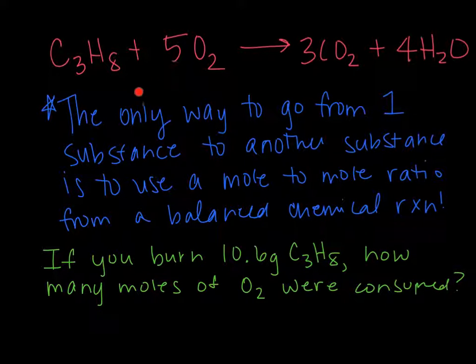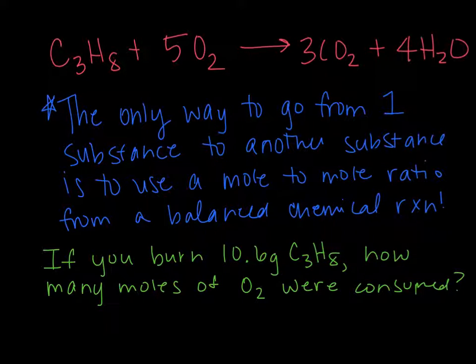Also, this here written in blue was from the last video. It says the only way to go from one substance to another substance is to use a mole-to-mole ratio from a balanced chemical reaction. So if you have CO2 and you want to go to oxygen, you have to use the 3 CO2s and 5 O2s to do that. That was just to remind you of what you should already know. Now let's do this example at the bottom. If you burn 10.6 grams of C3H8, how many moles of O2 were consumed?